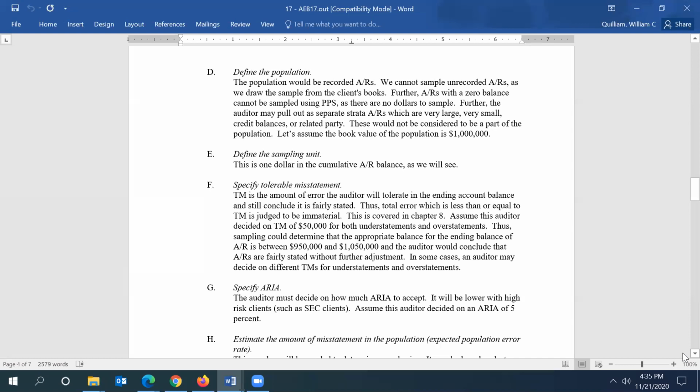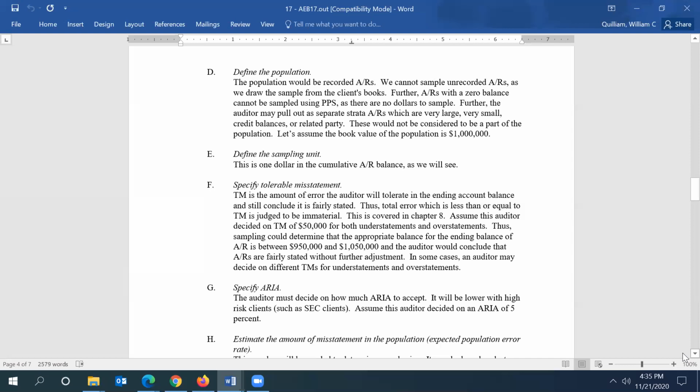Then in F, we'll specify the tolerable misstatement. Well, tolerable misstatement is the amount of error the auditor will tolerate in the ending account balance and still conclude it's fairly stated. So it's how much error we will say is okay. Thus, total error which is less than or equal to tolerable misstatement is judged to be immaterial. And that was covered way, way back in chapter 8 in the book.